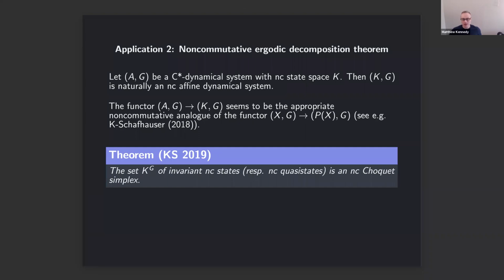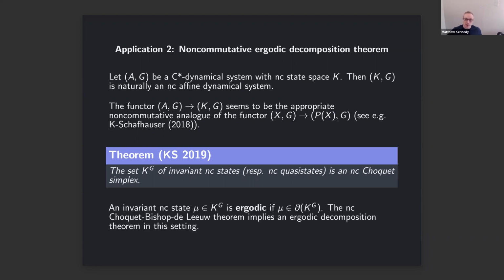And the set of invariant NC states on such a system, it turns out that this is always an NC Choquet simplex. Okay? And because of this non-commutative Choquet-Bishop-de Leeuw theorem, or non-commutative integral representation theorem, we get a nice analog of the ergodic decomposition theorem in the non-commutative setting. It says that every invariant NC state can be decomposed in terms of ergodic states, if your notion of ergodic is that it's an extreme point.